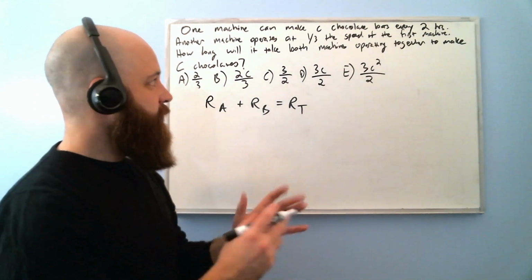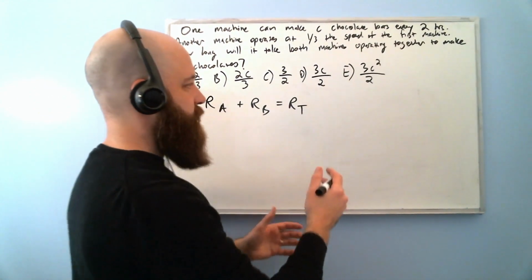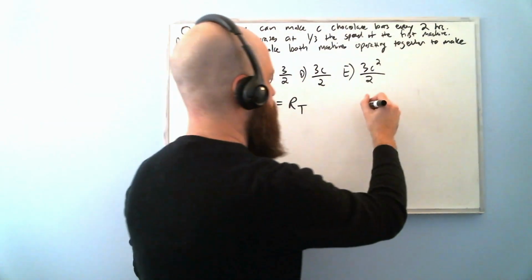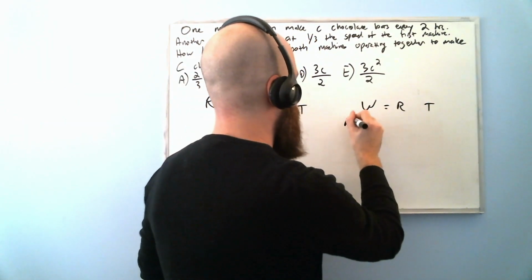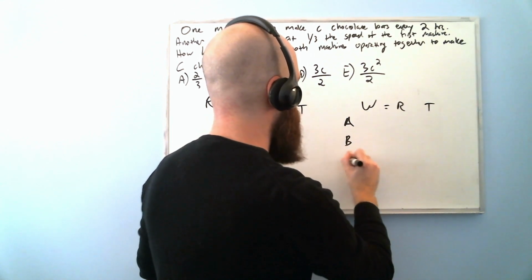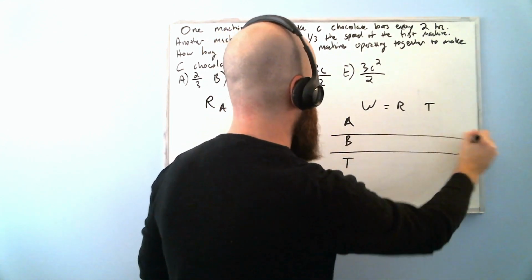Now another point, when you have different machines, and especially when they're working together, I like to have a chart to help me keep track of what variable relates to what machine and how I can relate those different variables together.